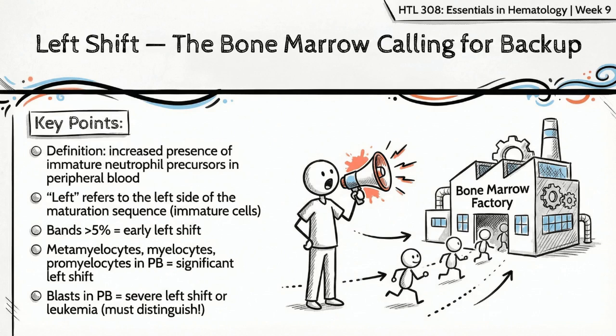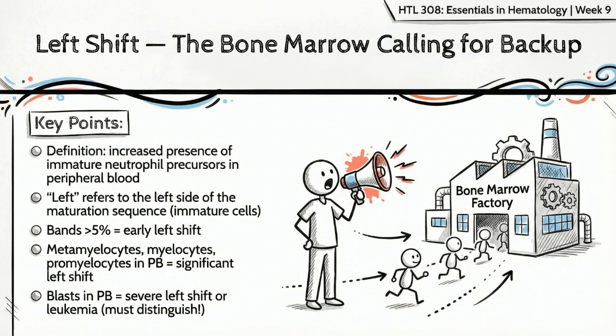Why does this happen? Because the body needs so many neutrophils that the marrow can't keep up with mature cell production alone. It starts releasing the reserves: bands, metamyelocytes, even myelocytes. Bands over 5% is an early sign. Metamyelocytes and myelocytes in peripheral blood mean a more significant left shift. If you see promyelocytes or blasts, that's a severe left shift, and you need to consider leukemia. This is a critical distinction.